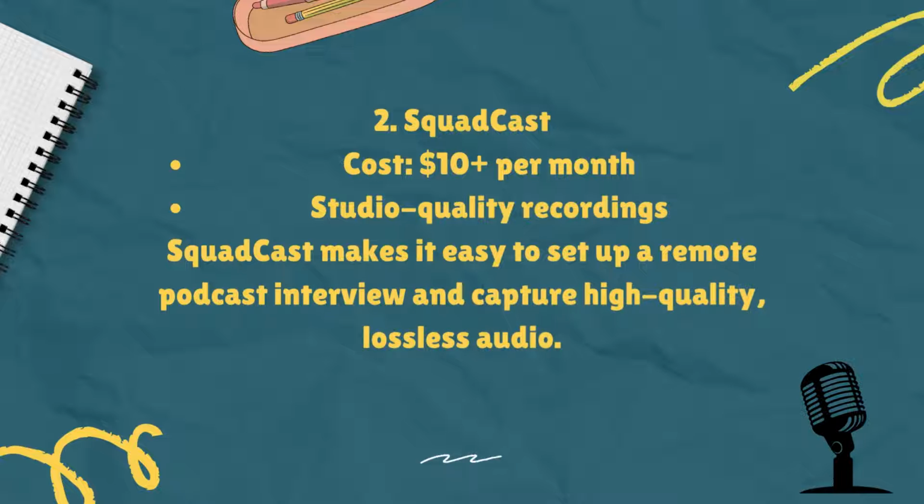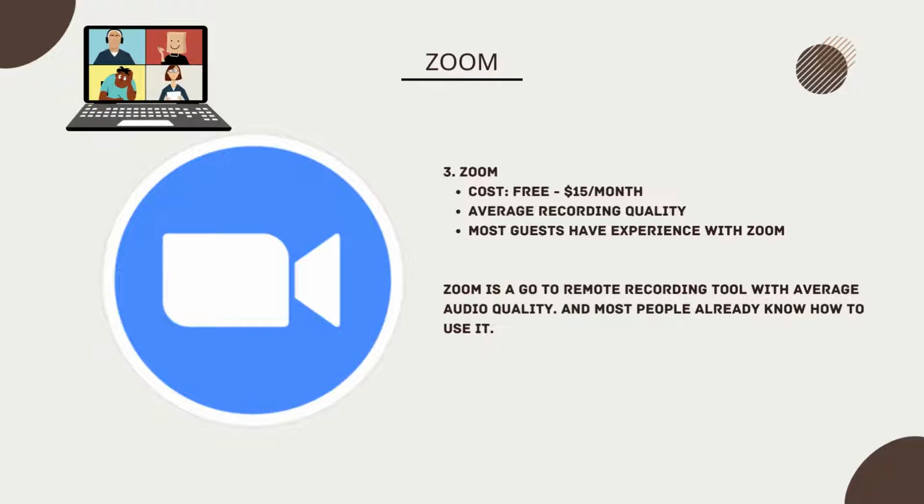2. Squadcast. Cost: $10 plus per month. Studio quality recordings. Squadcast makes it easy to set up a remote podcast interview and capture high-quality, lossless audio. Squadcast's sound quality is much better because it records local WAV files to each person's computer. The initial setup is more complicated than Zoom, but this tutorial can help.